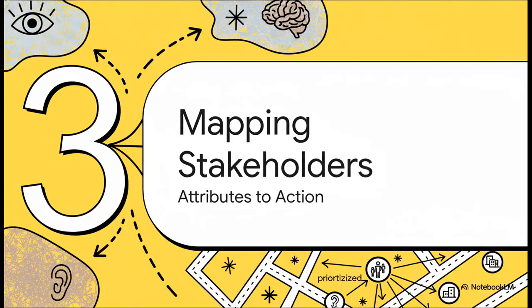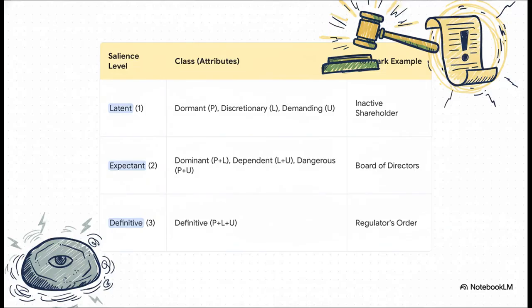So here's the key. You don't just look at these three things separately. The real magic of this model happens when you start combining them. By figuring out which stakeholders have one, two, or all three of these attributes, you can create a super practical map that tells you exactly who should be at the top of your list. This framework basically sorts everyone into three tiers. At the bottom, you've got your latent stakeholders. They only have one of the three attributes.